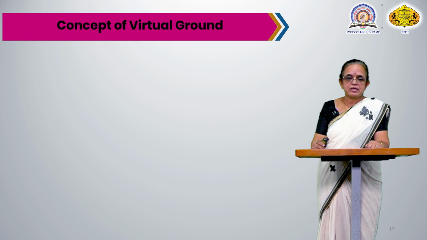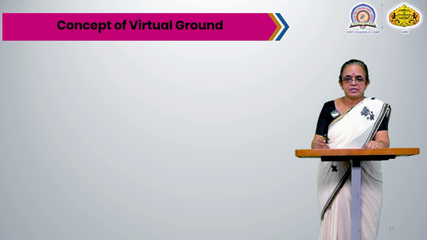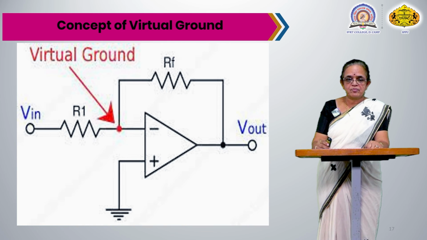Concept of virtual ground. What is meant by virtual ground? Virtual means apparent. When we connect any circuit, we connect one terminal to the ground. But if at any node point we have 0 voltage with respect to ground, though it is not connected to ground, that is called a virtual ground. And in case of an IC, when it is used in an inverting mode, we have a virtual ground.